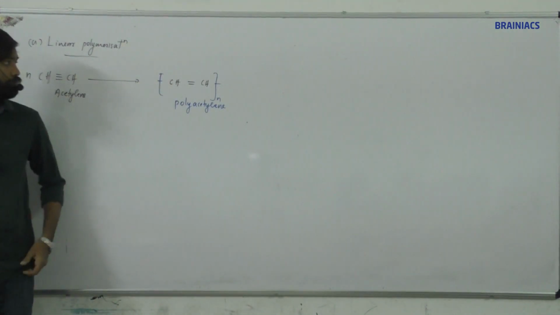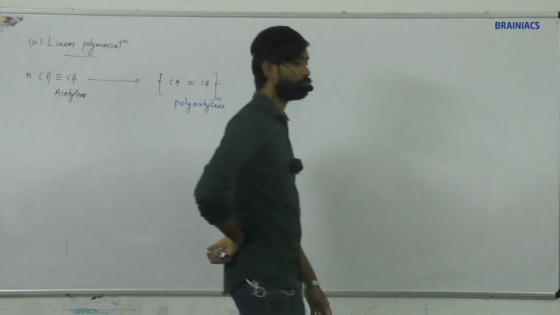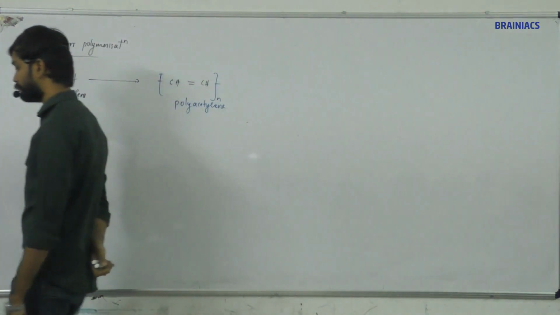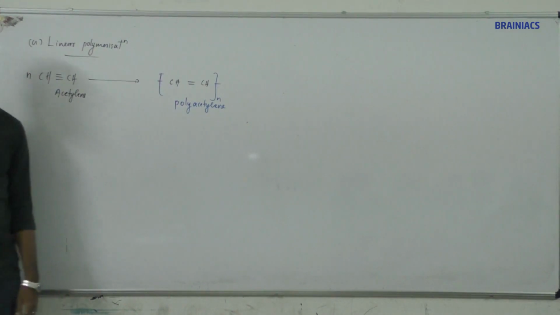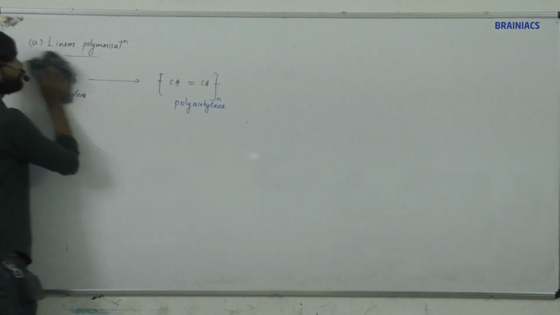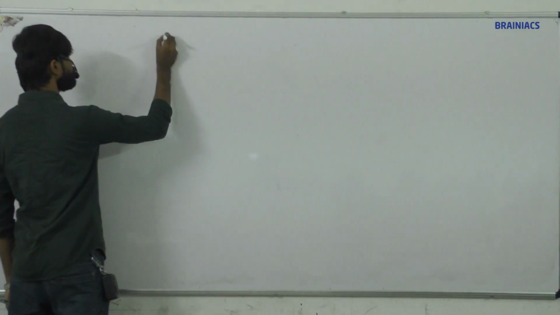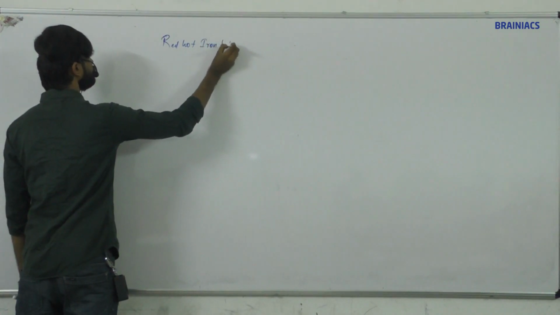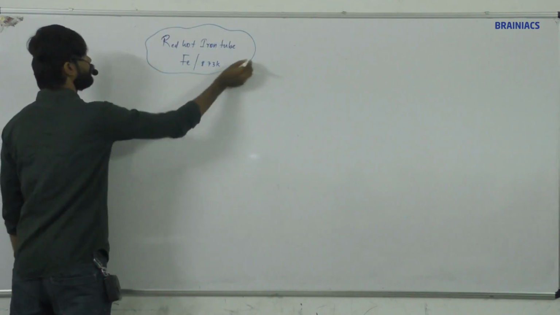The next is important, cyclic polymerization. Cyclic polymerization, which usually takes place in a red hot iron tube. Red hot iron tube means Fe at nearly 600 degrees Celsius, right, 873 Kelvin.